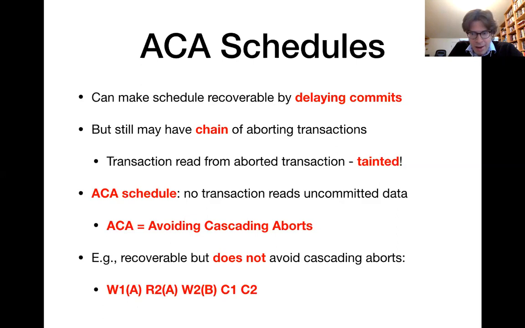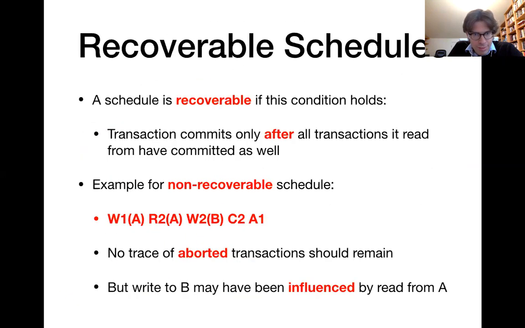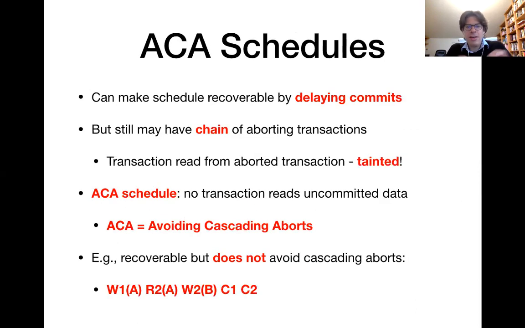So if you compare that to the previous schedule, here the problem is that transaction 2 already committed before it knew that transaction 1 commits, right? So here we have essentially delayed the commit by transaction 2 until we can be sure that transaction 1 commits as well. That makes it recoverable, which is good.